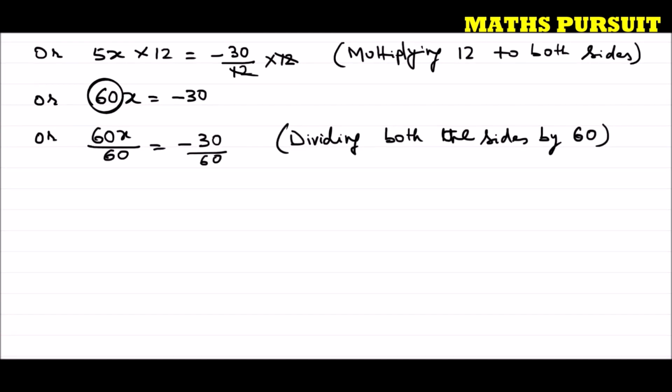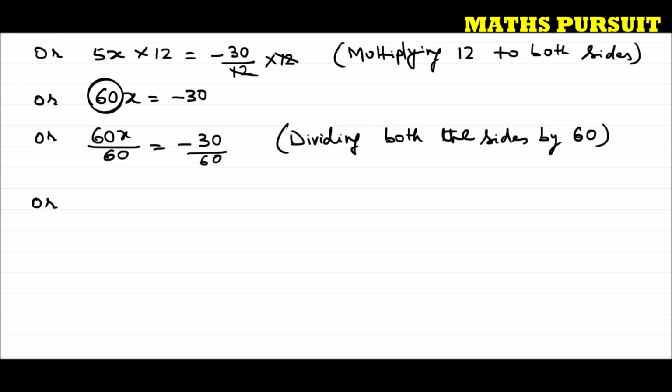For that reason I am dividing by 60. If I divide this 60 by 60, I can eliminate this 60. If I am dividing something on the left side of the equation, I should also divide the same thing on the right side of the equation. For that reason I am dividing both sides of the equation by 60.